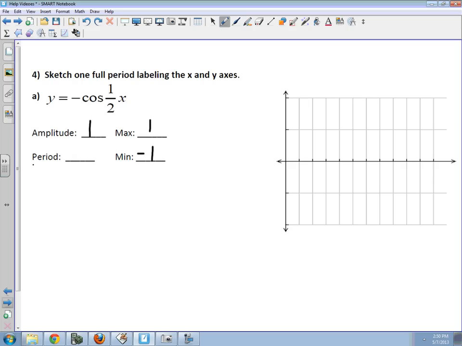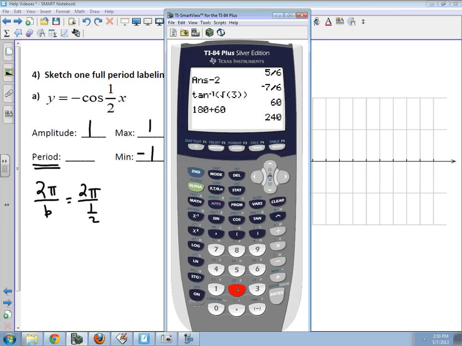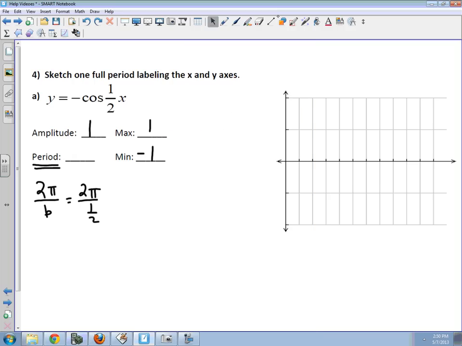The period is going to be the part that's going to trip you up. Again, the period is 2 pi divided by b. b is the number in front of the x. So in this particular case, b is a half. So then the period is going to be 2 pi divided by a half. So in my calculator, if you don't know how to divide 2 by a half, you just divide 2. Don't touch pi in this case. In this case, it'd be 4. So now I know that the period would be 4 pi. Okay?